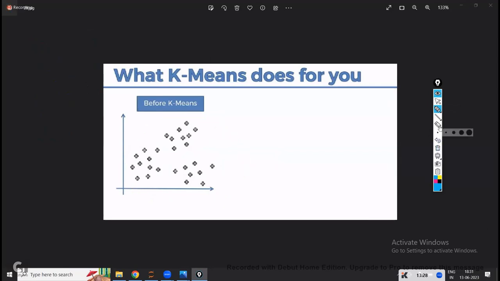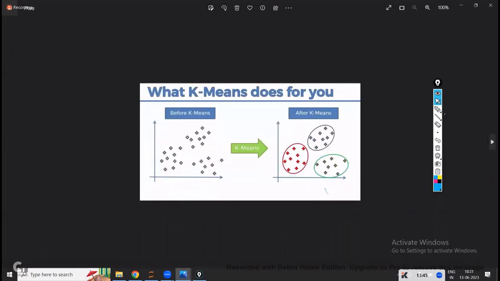Now I have to apply K-means. I have to apply the K-means algorithm to separate them and group them. How am I going to do this? After grouping the data points, I'm going to get something like this. All of these belong to one group, this belongs to one group, and these belong to one group. That is three groups.